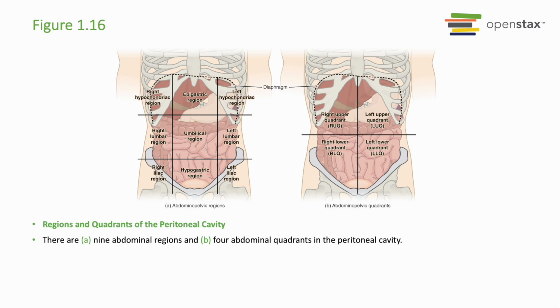This illustration has 2 parts. Part A shows the abdominopelvic regions. These regions divide the abdomen into 9 squares. The upper right square is the right hypochondriac region and contains the base of the right ribs.